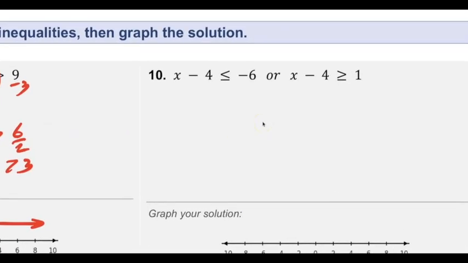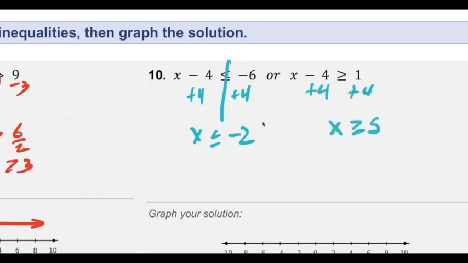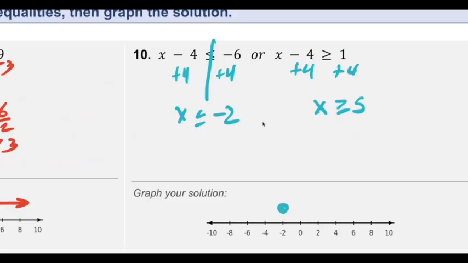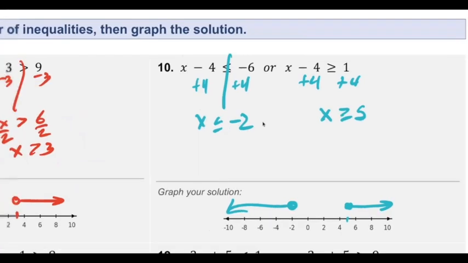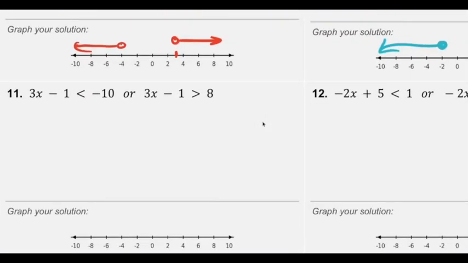Over here, I'm going to solve each one separately. Here's my line. So let's go +4, +4. X is less than or equal to -2, +4, +4. X is greater than or equal to 5. So we have -2, closed circle, less than or equal to. And we have 5 over there, closed circle, greater than. There you go.